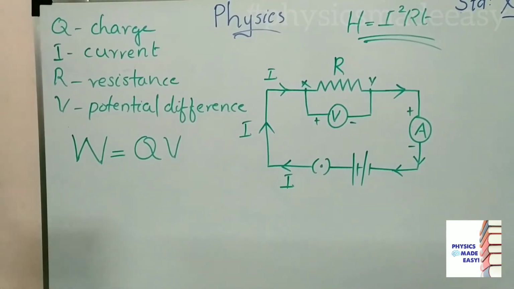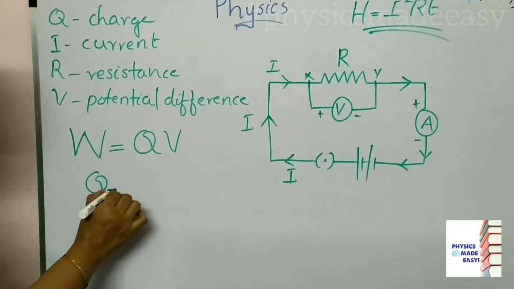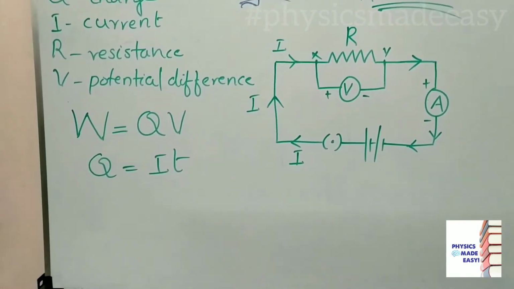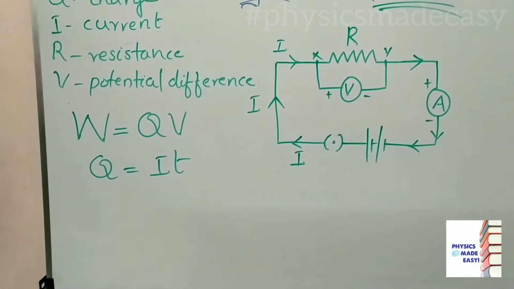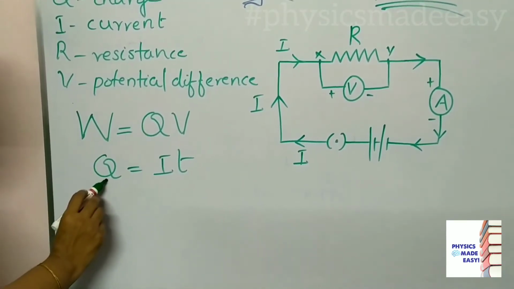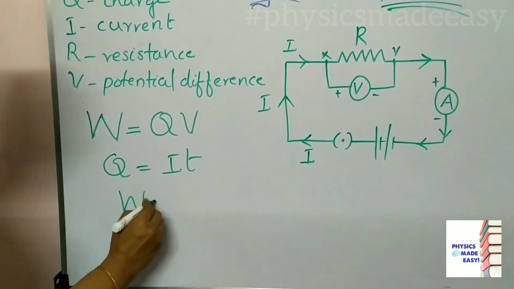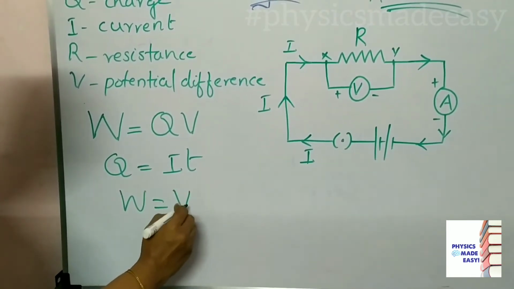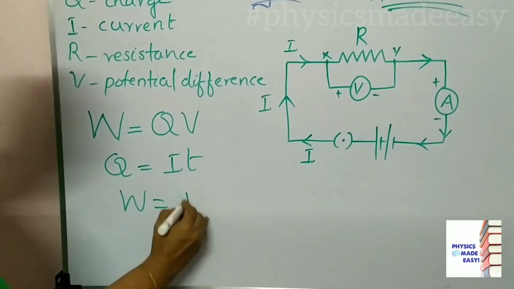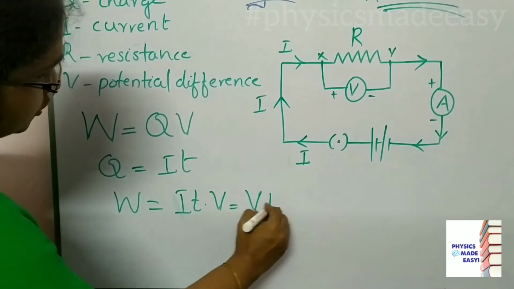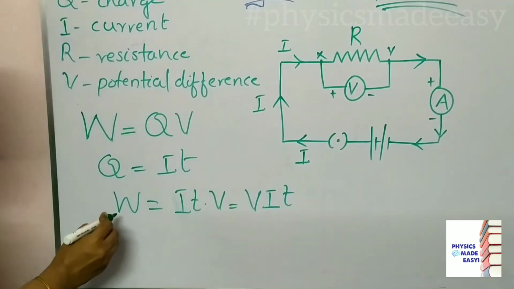Then you know children Q is equal to I into T. Current is the rate of flow of charge. I is equal to Q by T. From that we can write Q is equal to I into T. Then we can write this as I T into V. This you can write as V into I into T. So here this is work done.